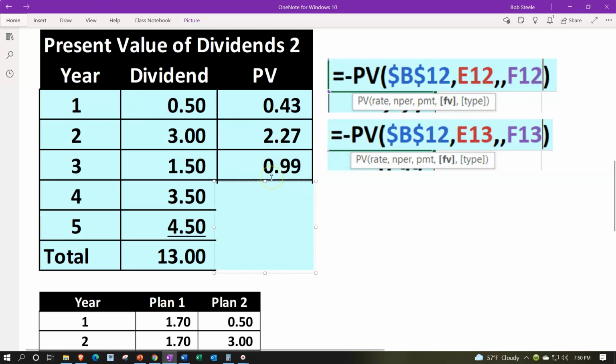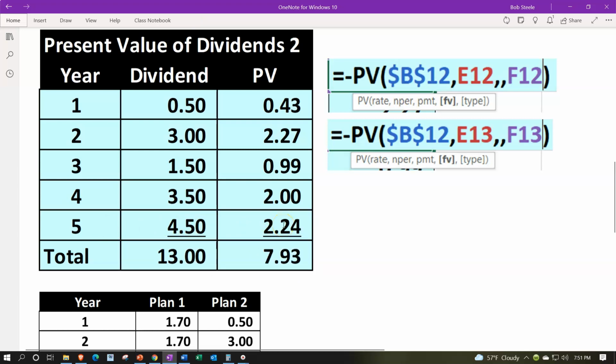If we did that all the way across, we got the 1.5 discounted back 3 years at the 15% gives us the 0.99 or 99 cents. We got the $3.50 discounted back at the 15% for 4 years gives us $2. We've got the $4.50 discounted back at the 15% discount rate for 5 years gives us $2.24. So then if we were to add up the present value in this column, then we're at the $7.93. So $7.93 versus if we were looking at just the cash amount at the $13.